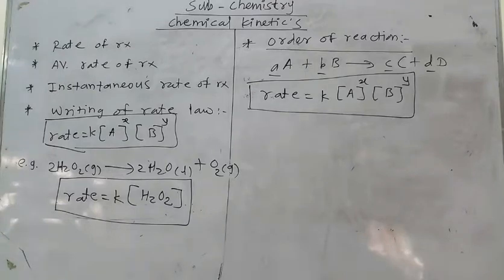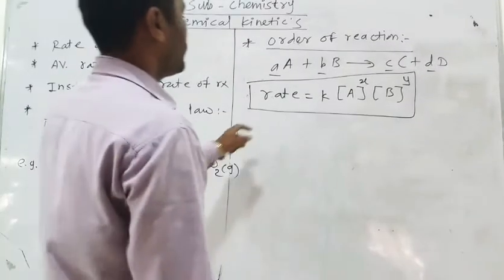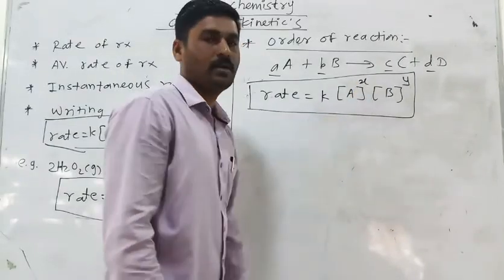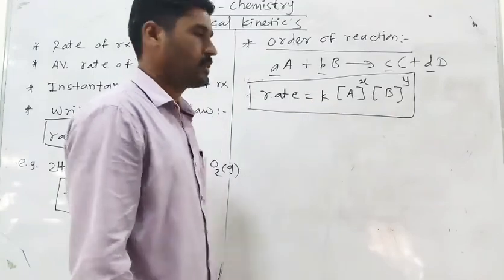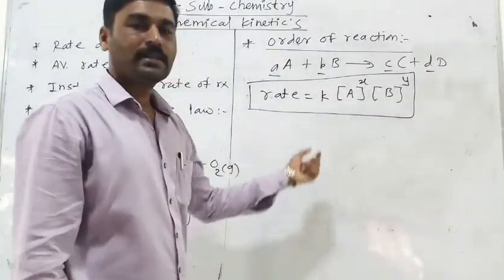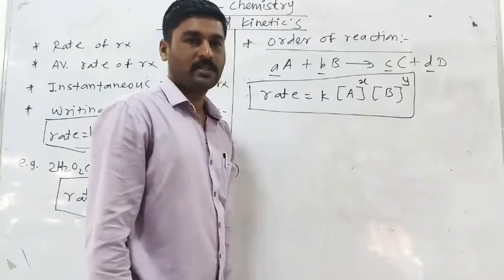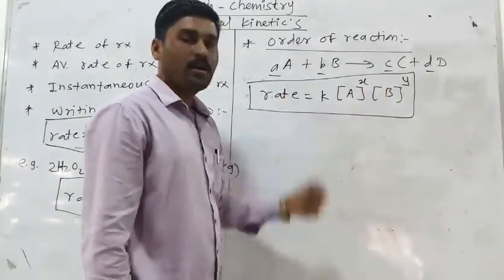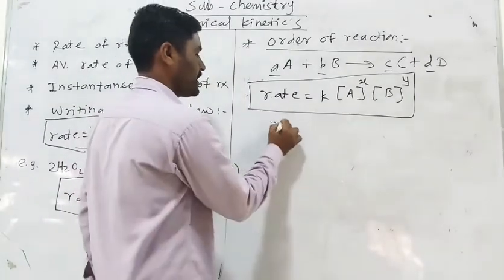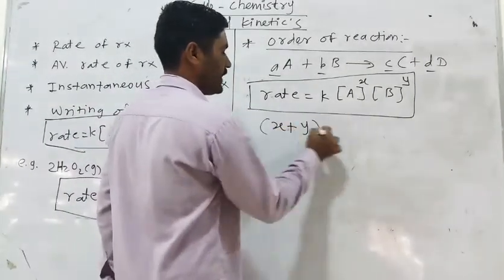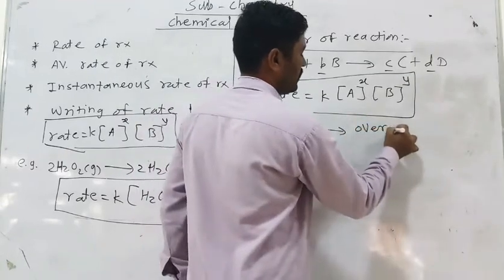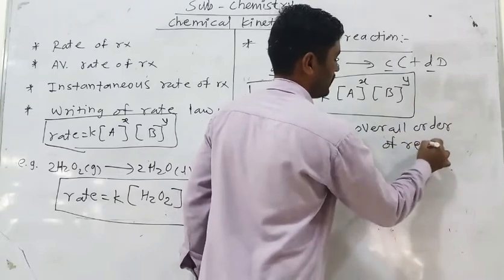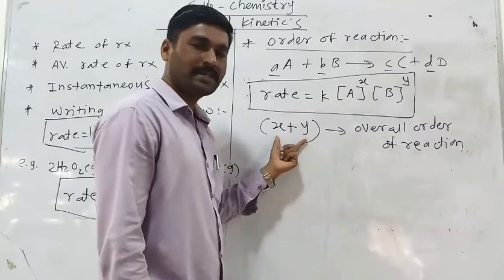The method to find out the order of reaction: if we consider the concentrations of A and B, there are powers on both reagent concentrations, that are X and Y. If we consider the sum of these two powers, then that sum shows the overall order of reaction. That X plus Y is called the overall order of reaction. The order of reaction becomes X plus Y.